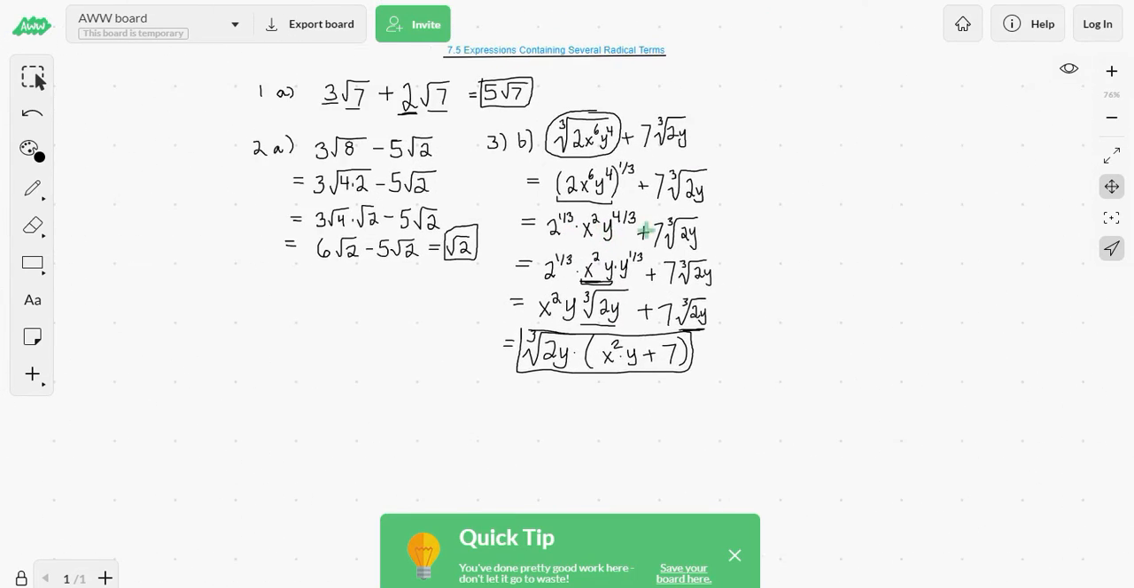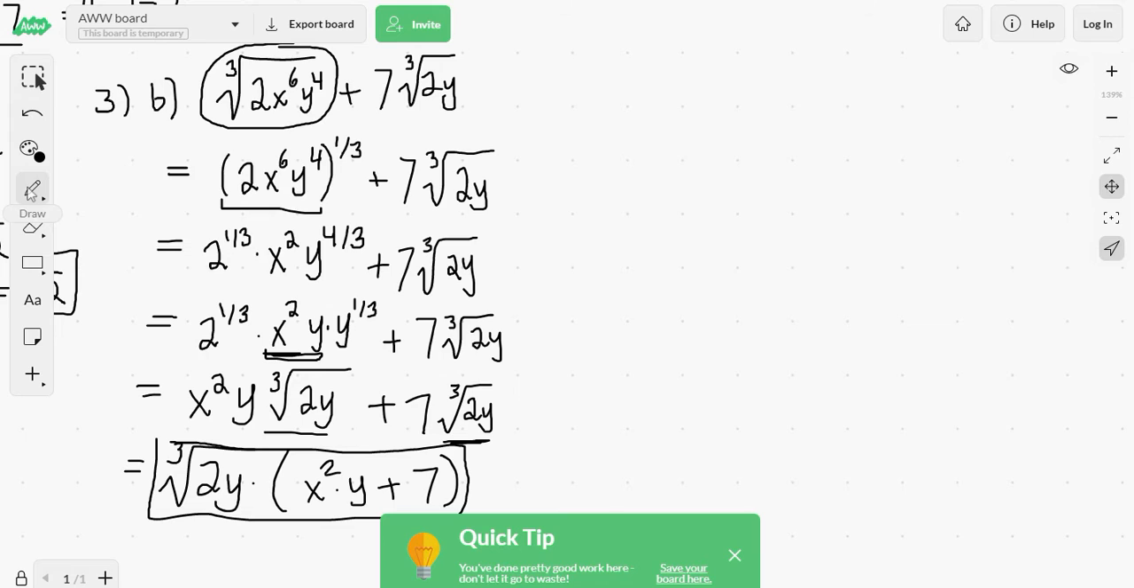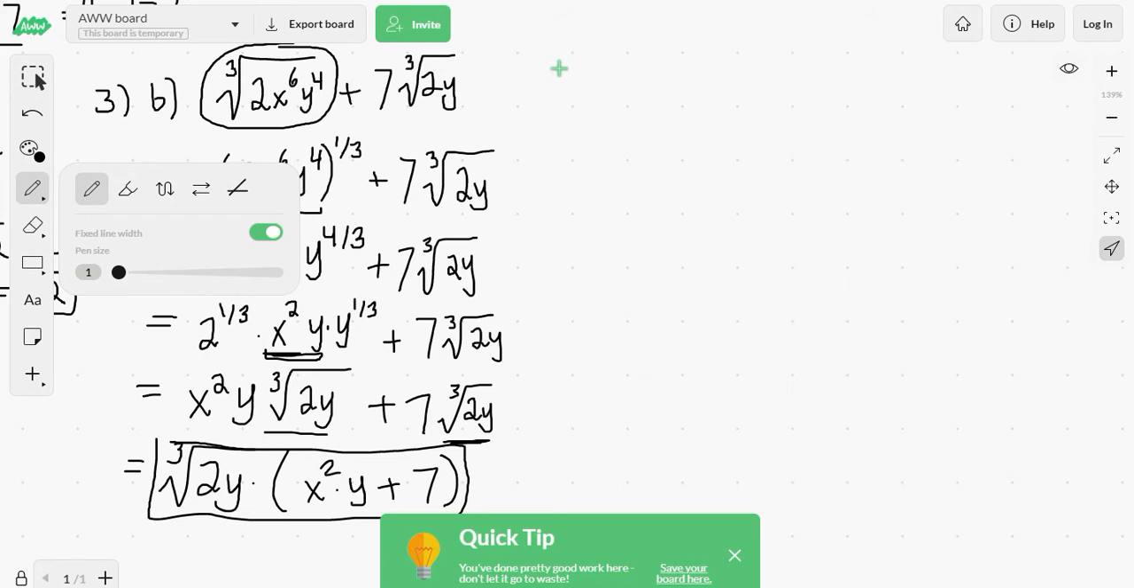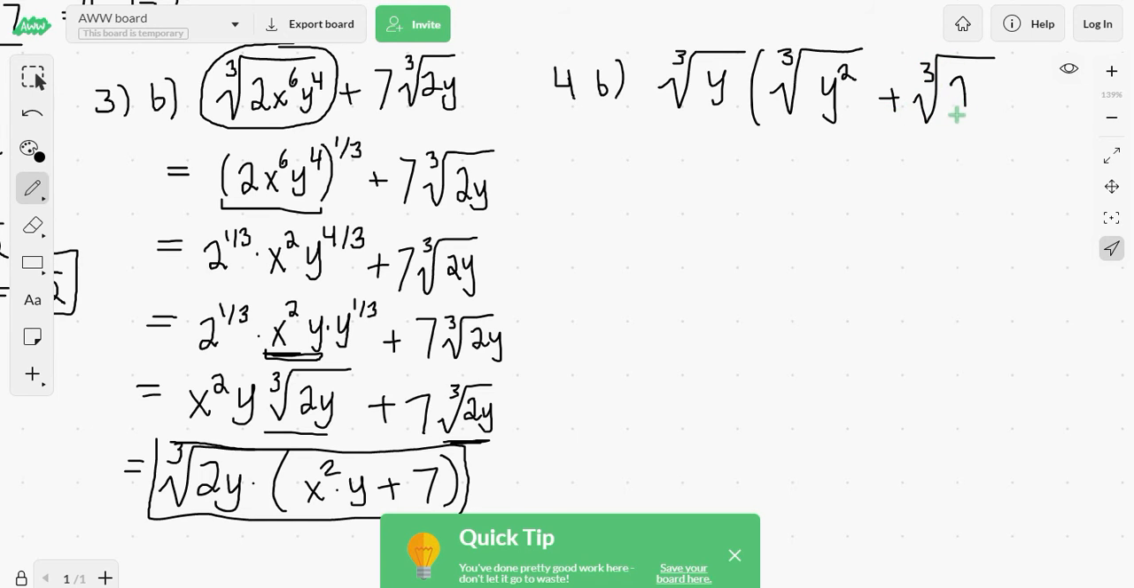Scroll on to what we've done so far. Let's pan over here, zoom back in. So let's take a look at example 4b to start. 4b gives us the cube root of y times the quantity the cube root of y squared plus the cube root of 2. That's what we need to multiply. Attempt to simplify this somehow.